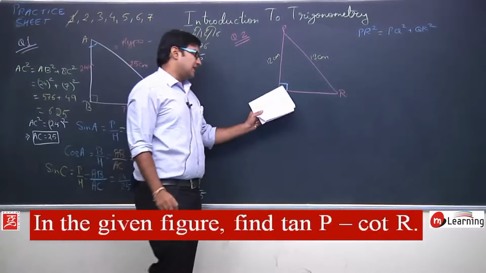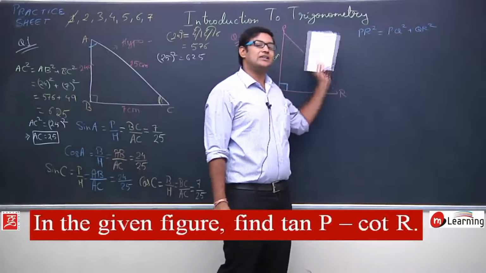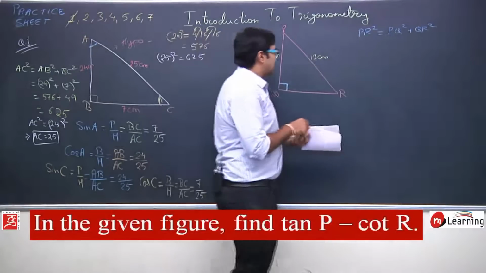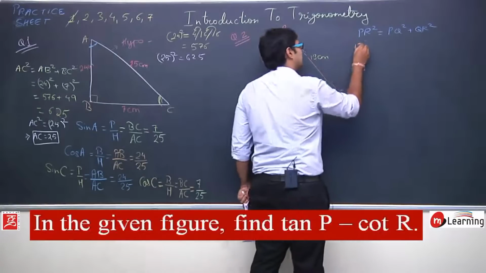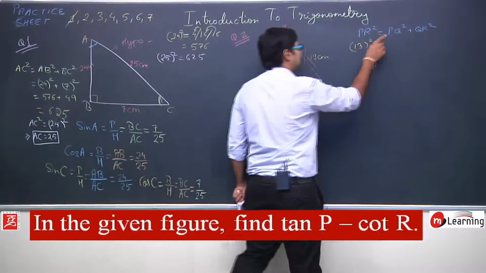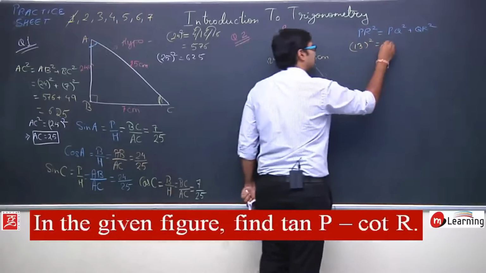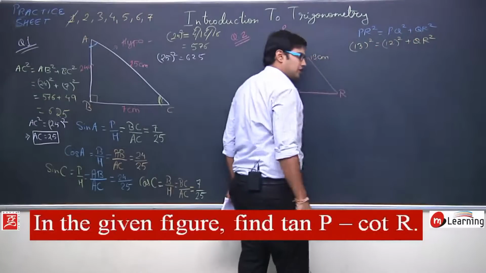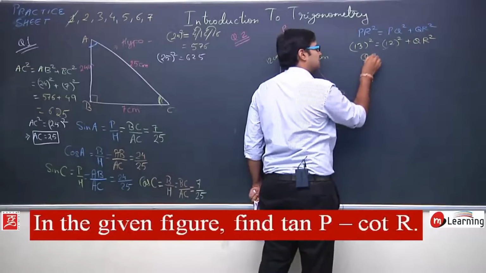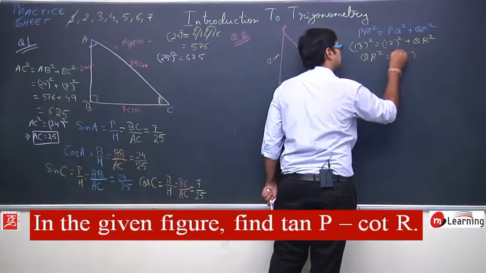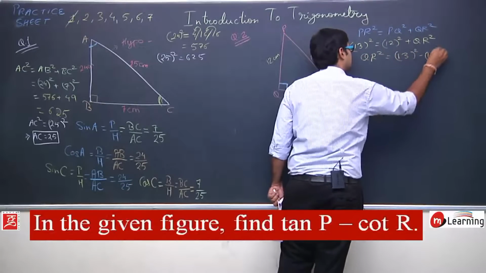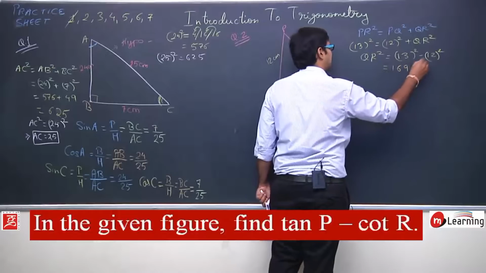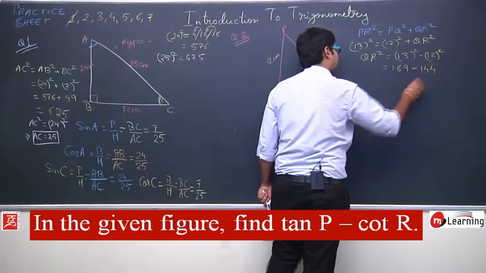That's why the side in front of this angle, PR, is what we call the hypotenuse. Okay, now PR square, so PR is 13 square, is equal to PQ, PQ is 12 square, plus QR square. So the value of QR square is equal to 13 square minus 12 square. So 13 square is 169 minus 12 square is 144.